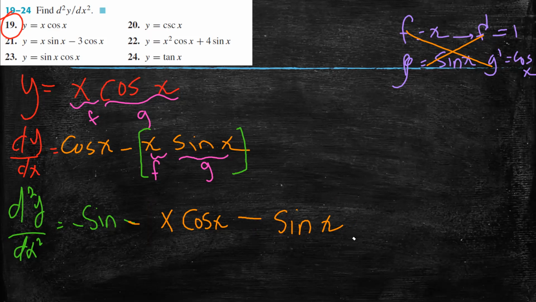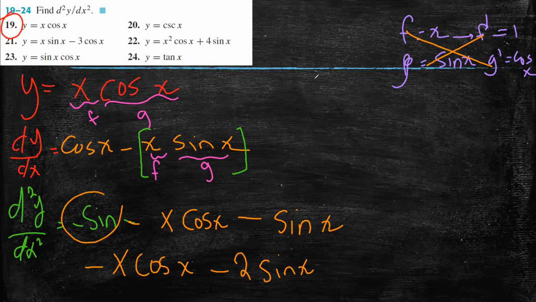Negative sine x, then I can also simplify it. I can say it's negative x cosine x, negative 2 sine x. I add them with each other. Is it clear now? Yes. Why do we have an x before the cosine x?